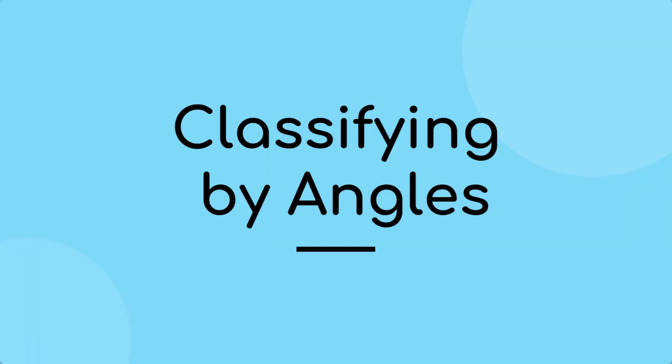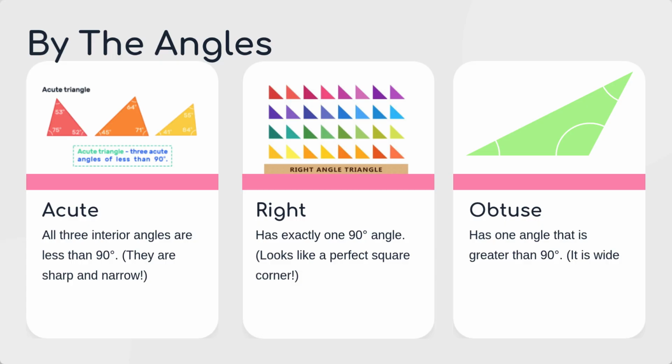But what if we look at the inside corners? Let's classify them by their angles. Welcome to the angle alliance. Just like with sides, there are 3 types here. First is the acute triangle. This means all 3 of its inside angles are less than 90 degrees. They're sharp, narrow, and a cute little shape.